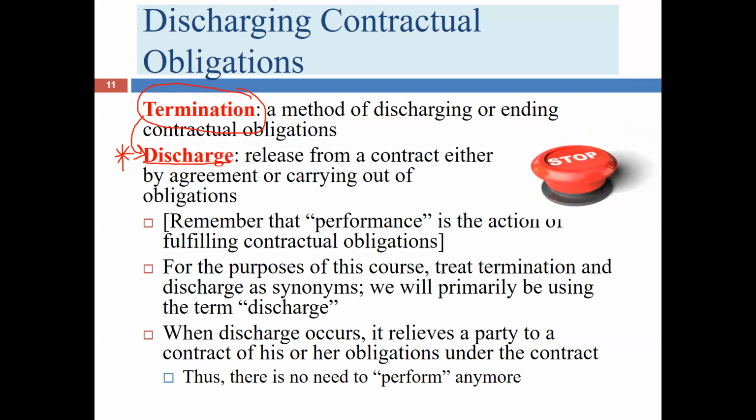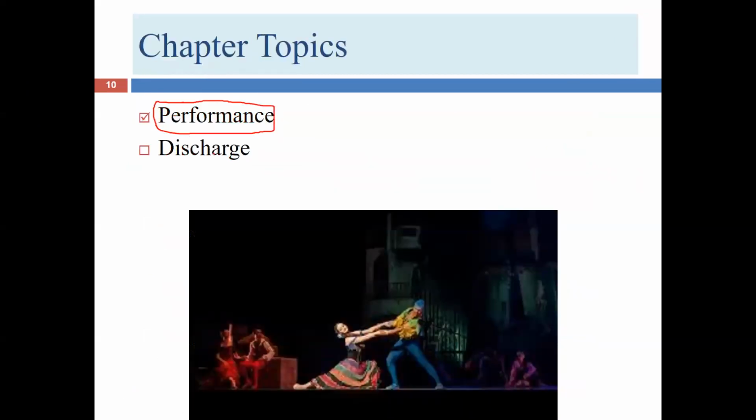So we can see here that one way of discharging is by carrying out of the obligations. And what is that? Performance, right? So one way to get discharge is through performance. When discharge occurs, it relieves a party to a contract of his or her obligations under the contract. So there's no need to perform anymore. So you can see how whenever we talk about discharge, lurking behind that is something about what our status is with respect to performance.